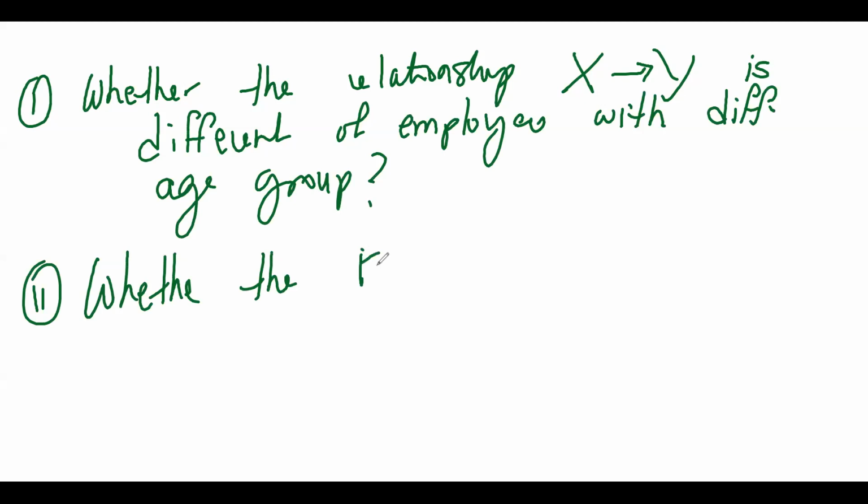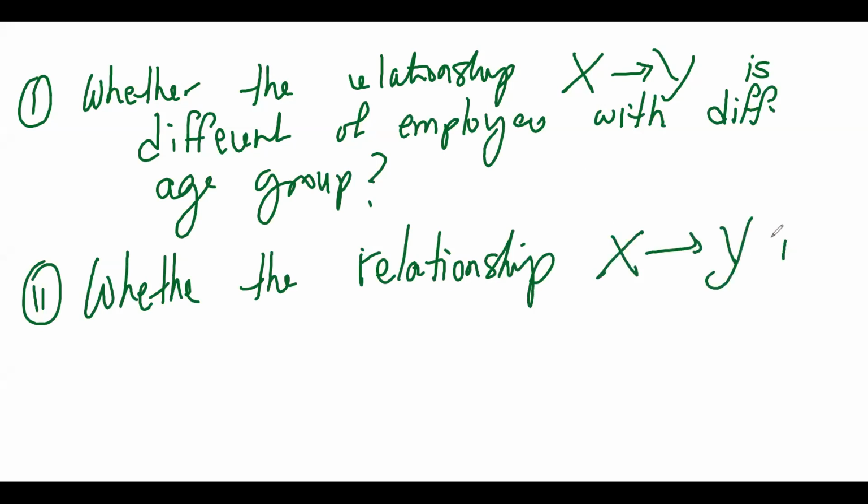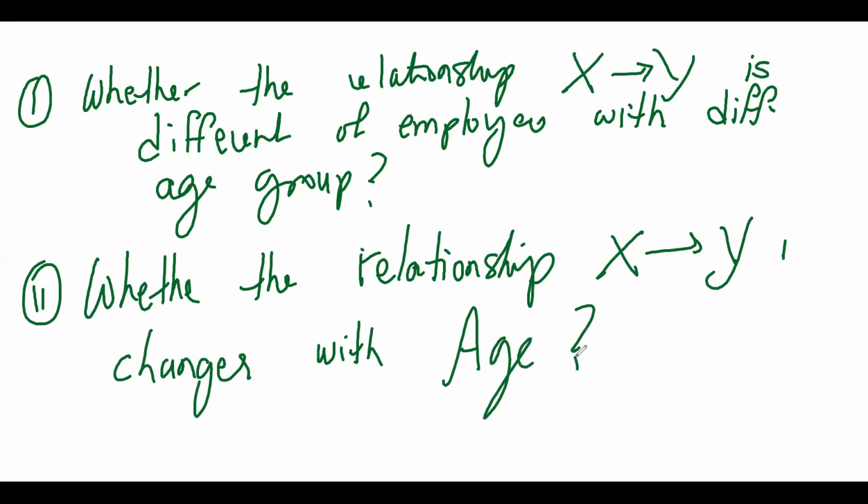the relationship of X and Y changes with age. So these are the two questions which I am asking you. And believe me, both questions are different. Here I am talking about the age group, and here I am talking about the age. So when you have this moderating variable as a category variable, this is known as group moderation.